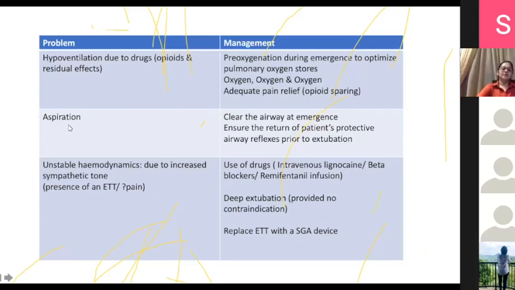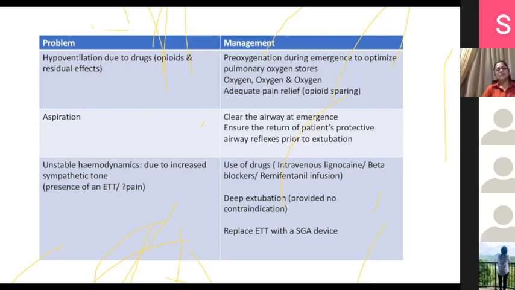You can have patients who will aspirate. So clear the airway at emergence and ensure the patient's protective reflexes are back before you extubate. Patients can have unstable hemodynamics due to increased sympathetic tone. So there are various drugs which can attenuate the extubation response, just like your intubation response. Go for a deep extubation. We'll come to that in the last couple of slides.